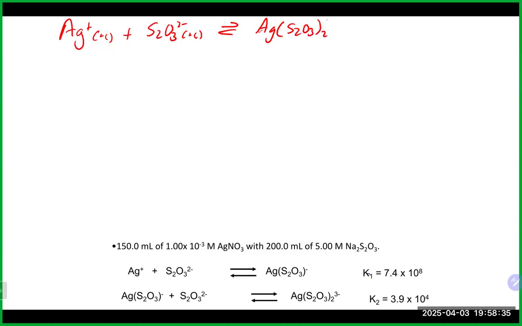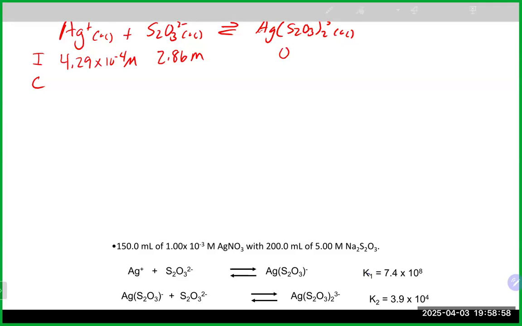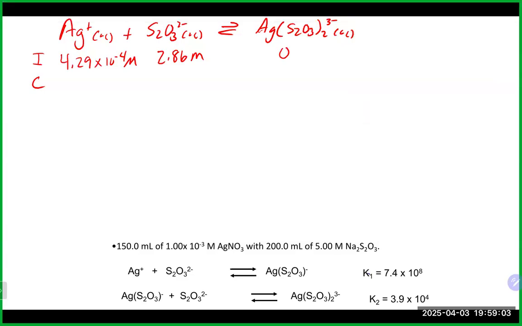And again, this is the overall reaction here. We're going to use our initial concentration of our silver we just calculated, which was 4.29 times 10 to the minus 4. We're going to use our initial concentration of our S2O3, which was 2.86. And since this is a complex ion, we know that our first assumption is all of the metal should get used up. And that's going to be our change here.